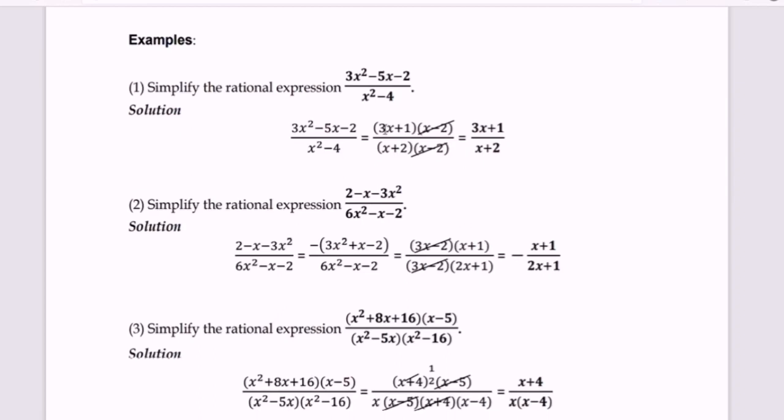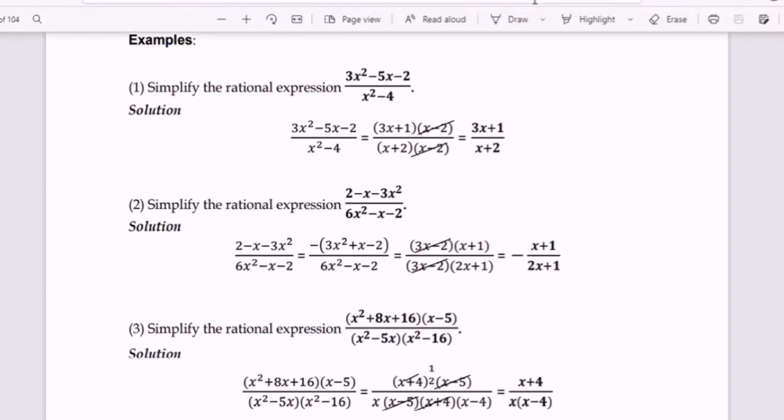So, in order to understand this topic, let's try an example. The first example is we're going to simplify the rational expression 3x squared minus 5x minus 2 divided by x squared minus 4. In order for this to be reduced to its lowest terms, we need to factor the numerator and also the denominator. If we factor 3x squared minus 5x minus 2, we get the product of 3x plus 1 times x minus 2.